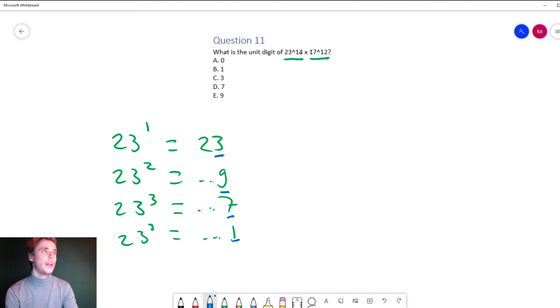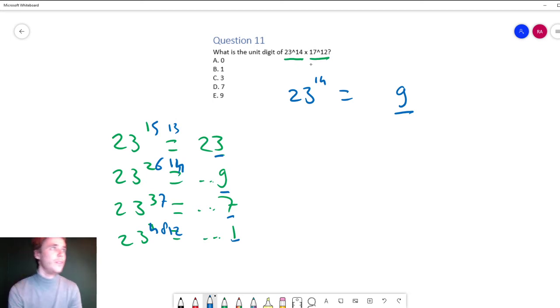So what will be 23 to the power of 14? So that's 1, 2, 3, 4. This is 4, 5, 6, 7, 8. So this is the table of 4. This is 12. So 13 will be here and 14 will be here. So it ends with a 9. So 23 to the power of 14 will end with a 9. The unit digit is 9.